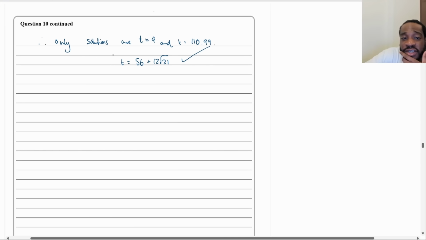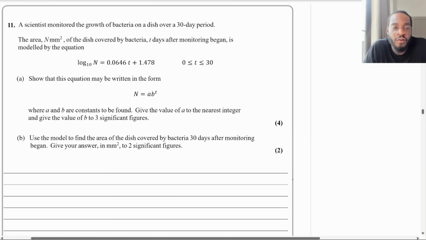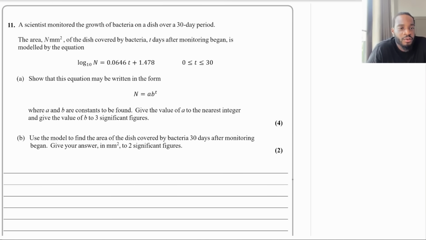And this question finished. All right, so it says a scientist monitored the growth of bacteria on a dish over a 30-day period. The area n in millimeters squared of the dish covered by bacteria t days after monitoring began is modeled by the equation log base 10 of n is equal to 0.0646 t plus 1.478, where t is between 0 and 30. Part A says show that this equation may be written in the form n equals ab to the power of t, where a and b are constants to be found. Give the value of a to the nearest integer and give the value of b to 3 significant figures.